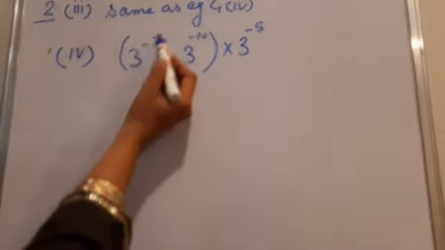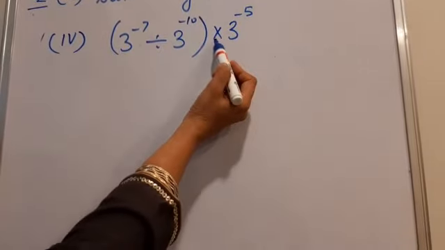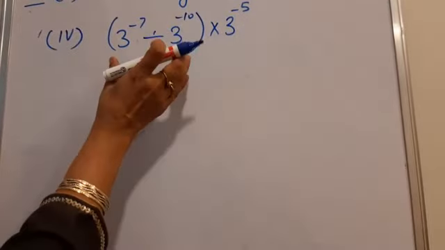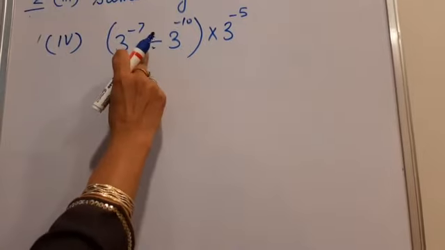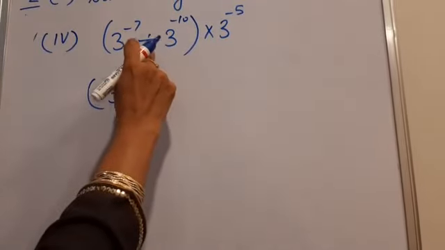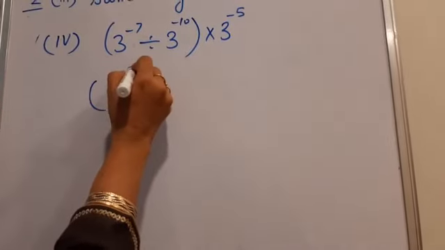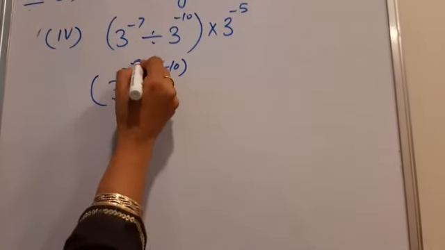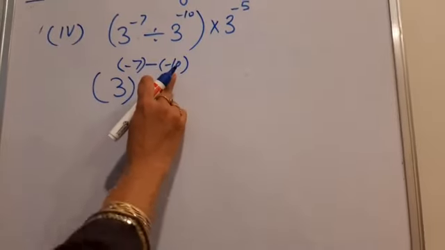Fourth part is 3 raised to power minus 7 divide 3 raised to power minus 10, and in the bracket it will come out multiply 3 raised to power minus 5. Now to solve this, we will solve the bracket first of all. Same base but division sign. What will come? 3 raised to power in the division, when base are same, power will be subtracted. So subtract the powers. First power, subtraction sign, and then second power.